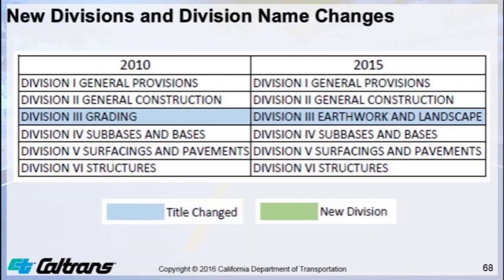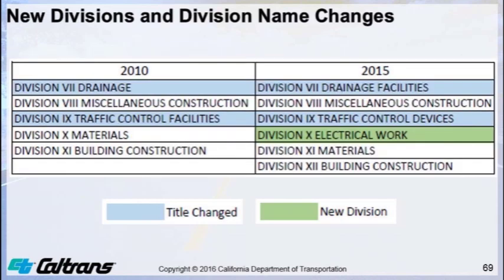First topic we're going to cover here is the changes in the standard specification divisions. On the following two slides, blue is going to indicate that the division name changed and green is going to indicate a new division. So shown here, the only change in Divisions 1 through 6 is that Division 3, Grading, is now Earthwork and Landscape. Again, blue indicates the division name change, green indicates a new division.